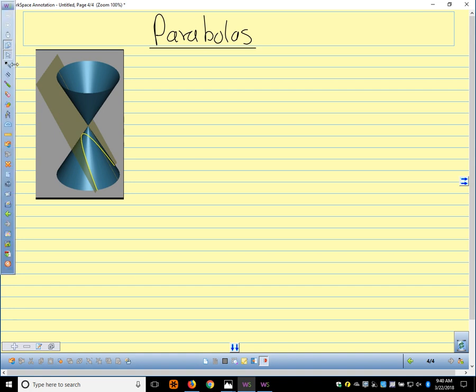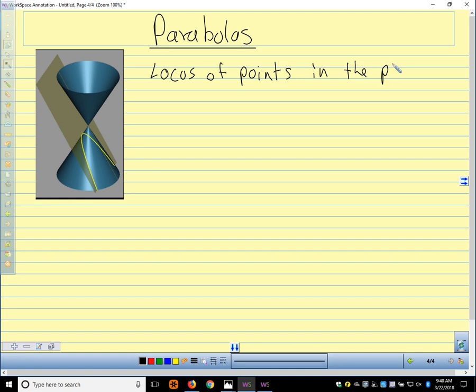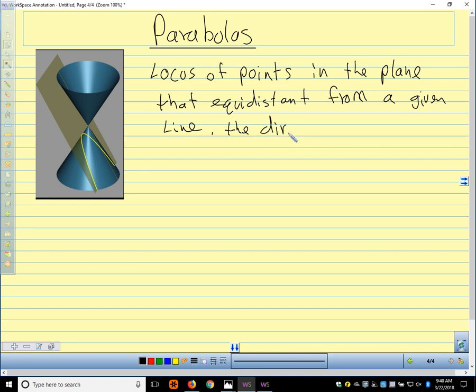All right, so we're going to define a parabola as the locus of points in the plane that are equidistant. There's that equidistant again. From a given line called the directrix, and a given point, the focus.